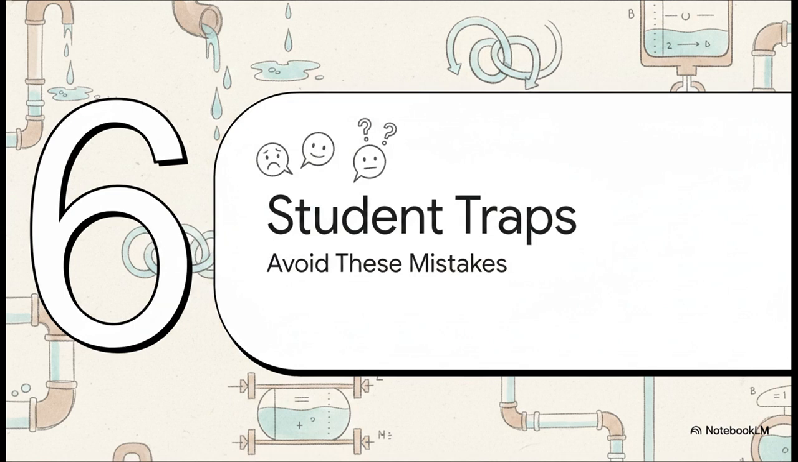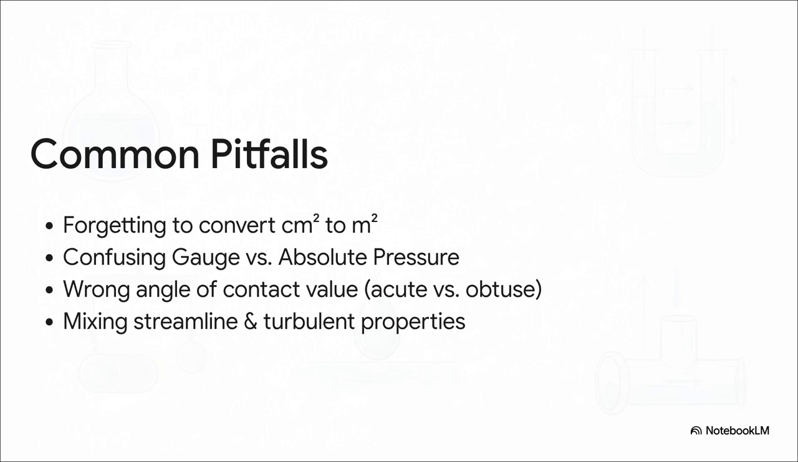Section 6, Student Traps. This is crucial. You have got to know the exact pitfalls to avoid so you don't bleed easy marks during the exam. Let's look at the biggest mistakes. Honestly, the ultimate exam traps are usually just careless errors. The number 1 killer? Forgetting unit conversions, like taking an area in square centimeters and just completely forgetting to convert it to square meters before multiplying. Number 2 is confusing gauge pressure, which is the difference from atmospheric pressure, with absolute pressure in your formulas. And finally, using an acute angle of contact logic when a question is specifically asking about mercury, which requires an obtuse angle. Don't fall for these.